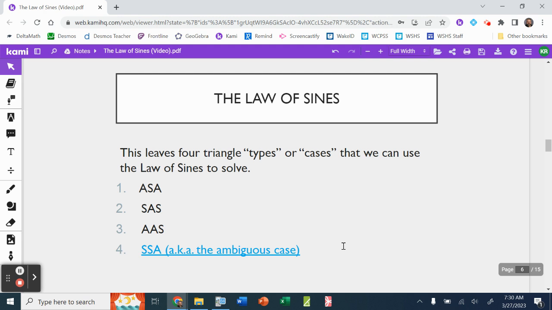We also have side-angle-side. So in this case, the angle I have is formed by the two sides that I know.